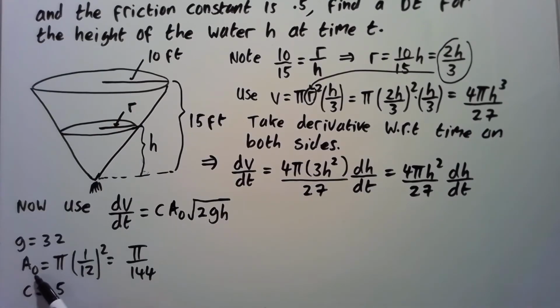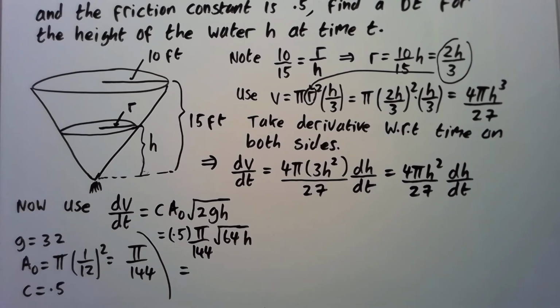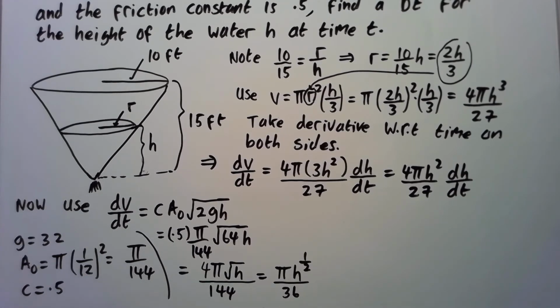Okay, so the area of the hole will be pi r squared, but the radius is 1 inch. We have to change it to feet, so it'll be 1/12 of a foot. So it'll be pi times (1/12) squared, so it'll be pi over 144. G is 32, and the C value is 0.5. So let's make those substitutions up here. So making the substitutions, we get this. Now the square root of 64 is 8, and 8 times 0.5 will be 4. So let me simplify this a bit further here. So I get 4 pi square root of h over 144.